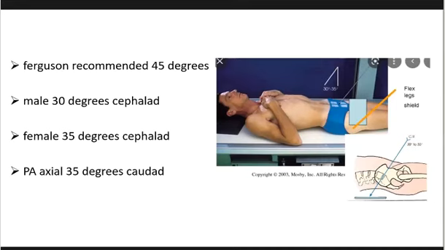Kung naka-PA axial, kung nakadapa ang pasyente, that is where the central ray should be 30 to 35 degrees caudal when the patient is in PA axial projection. Yan, kung na-PA axial, yan ay 30 to 35 degrees caudal. So for the AP axial, the central ray is 30 to 35 degrees cephalad, and when the patient is male, 30 degrees cephalad, and when the patient is female, that is 35 degrees cephalad.